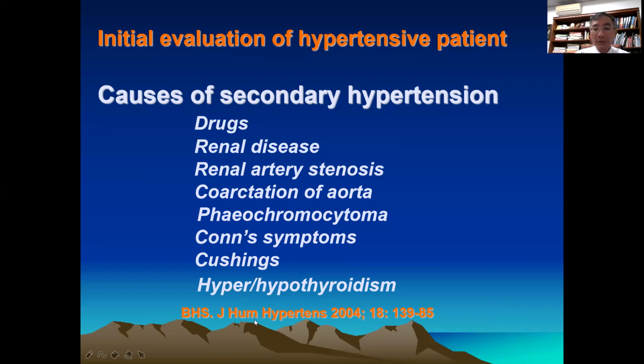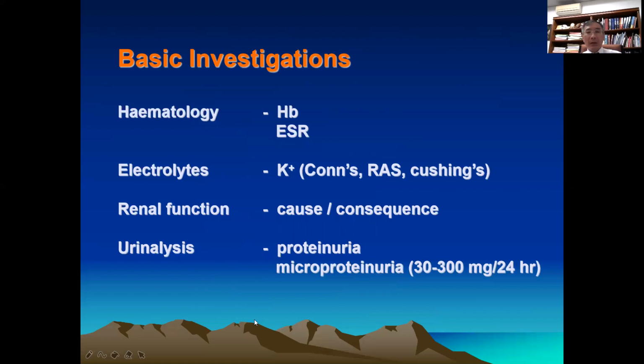And look for evidence of hyperthyroidism in a thin patient with tachycardia, or hypothyroidism in an obese patient who is slow, with hoarse voice perhaps. So all these are important. History and examination of the patient, thinking about secondary hypertension and trying to pick it up. Now we come to tests to do for the patient with hypertension, and essentially it is very similar.